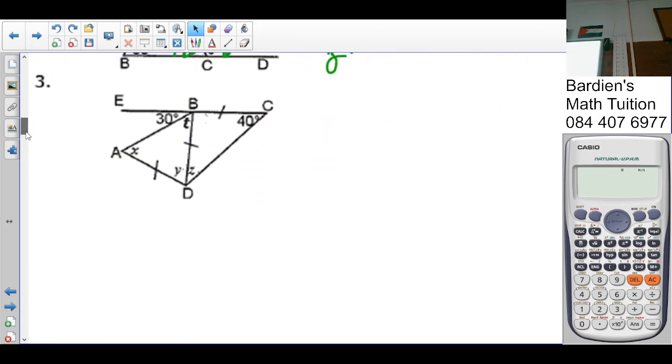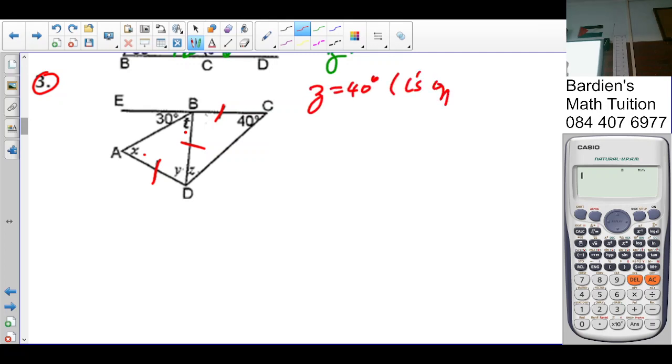Look at number 3 quickly. You guys done number 3? Yes, okay. These lengths are equal, so t and x are the same. That's the same as well. So what can be worked out at this point? T as z. So z is equal to 40 degrees. Why? Angles opposite equal sides. Now what can be worked out? You can see that that's your exterior angle.